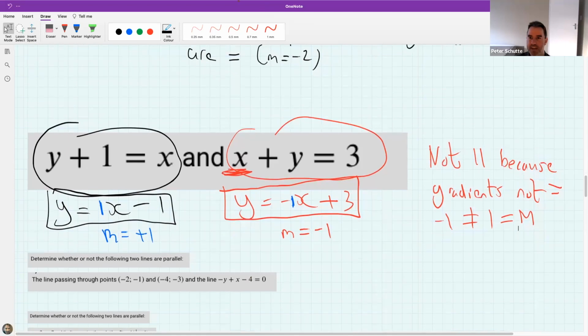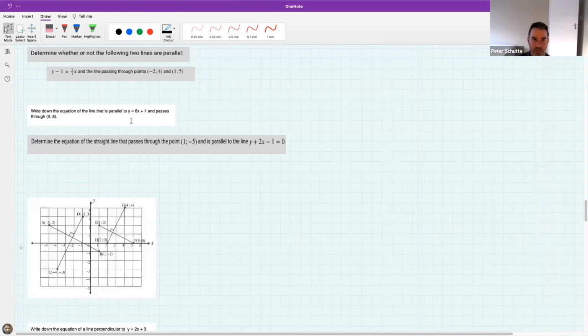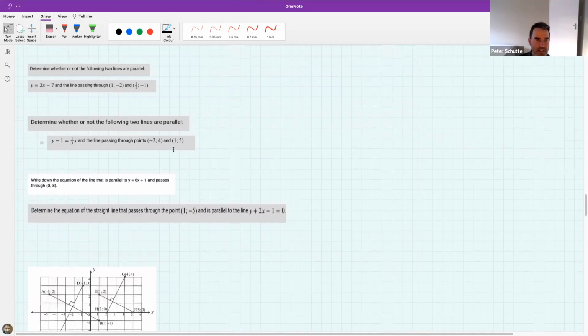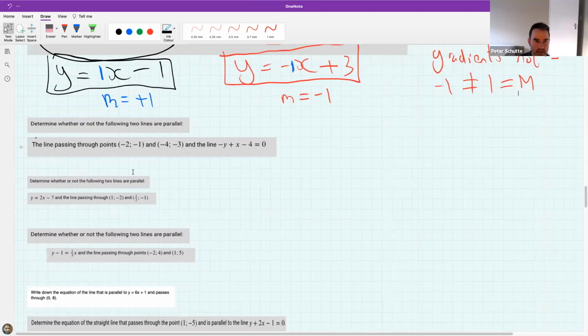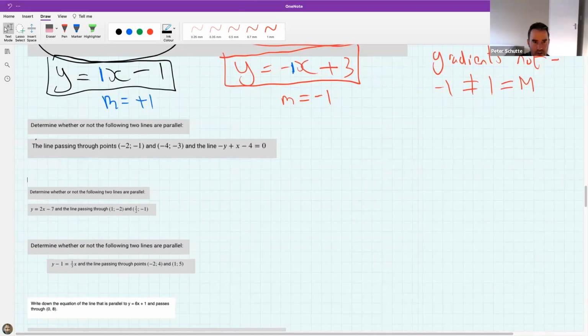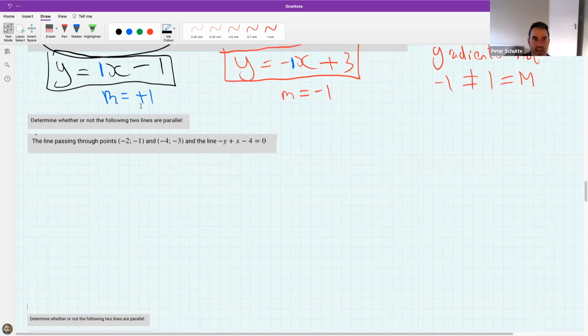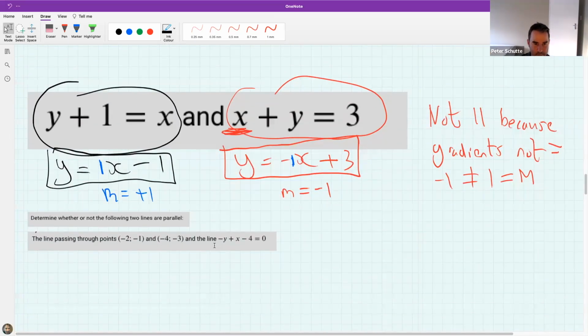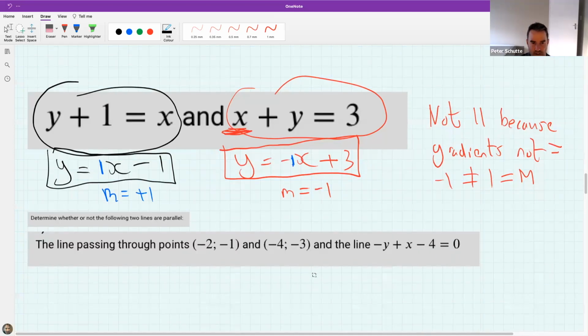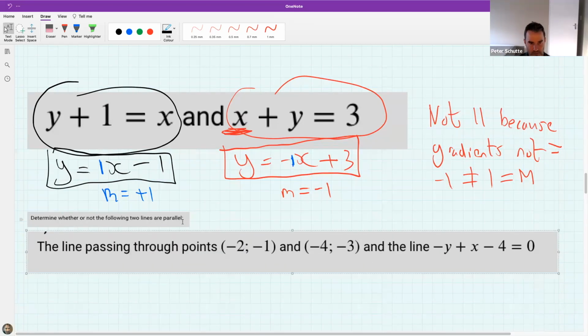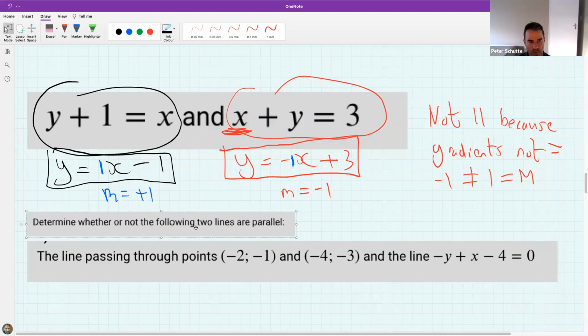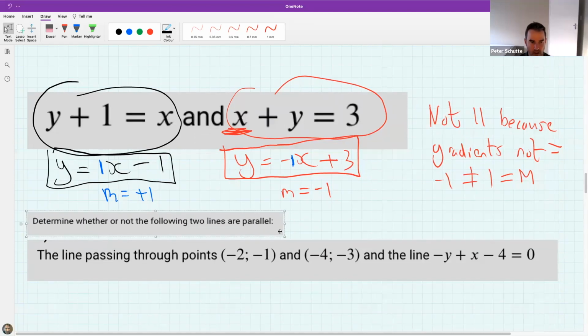Okay, now here is the last question of the day. We're going to finish with this one. We're going to climb the mountain. Sorry, my excitement got the better of me and so did my mouse. So here is the question to end the day. You are given the following question. You need to determine whether or not the following lines are parallel. There is a line passing through those 2 points, and then there is another line where they give you the equation of the formula.